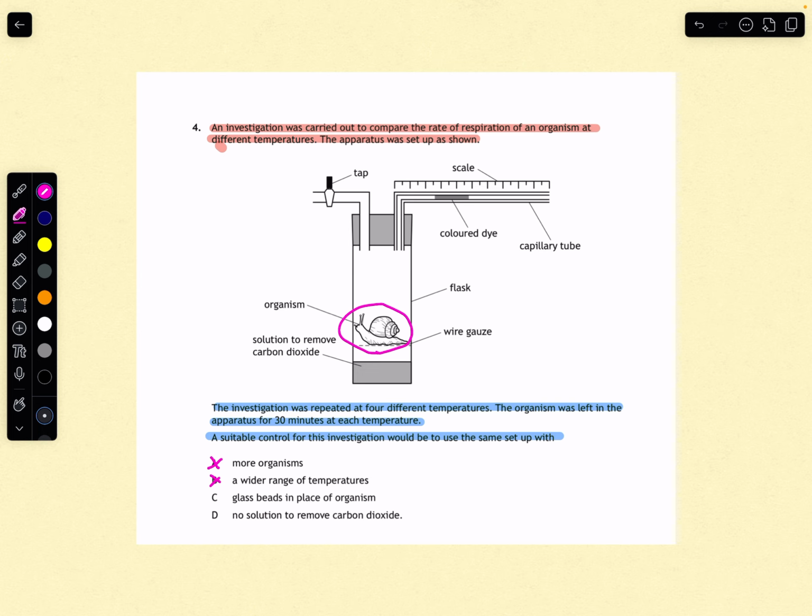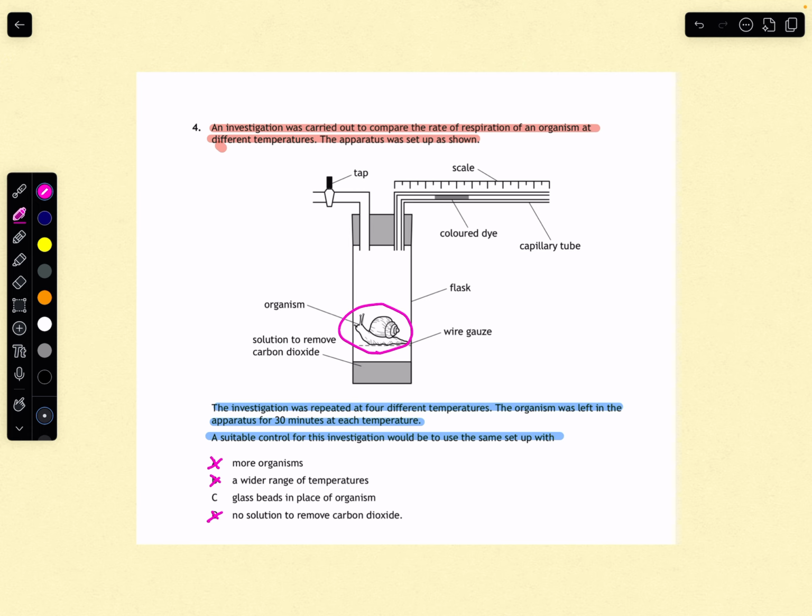Then we go into glass beads in place of organism. Now this could be a winner for this, simply because you are not totally taking away the organism, but you're going to replace it. Okay, you're going to replace the being with something else that's not going to respire. So the glass beads don't respire. The last one, we'll keep C in mind just now. The last one, no solution to remove carbon dioxide. Well, if you're not respiring, you don't actually need to produce carbon dioxide, so therefore that's not going to make any difference to this. So it's not going to be D.